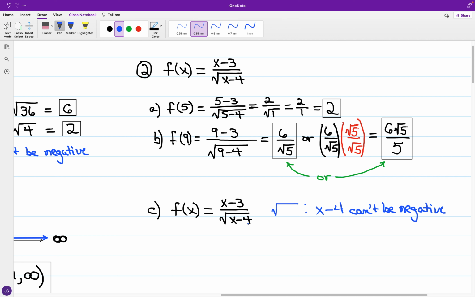And because x minus 4 is also in the denominator, we have that x minus 4 cannot be equal to 0. So it can't be negative, and it can't be 0. That means that out of the categories, we can only allow x minus 4 to be positive.